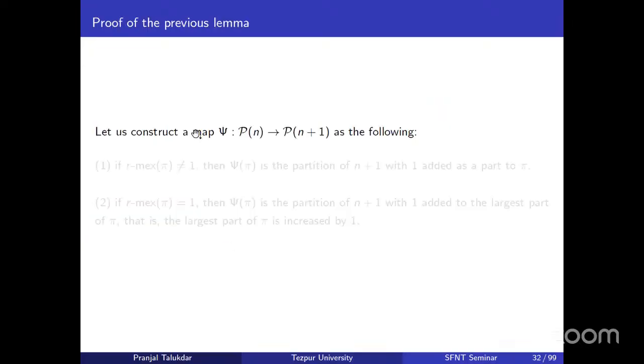Okay. So we construct a map from the set of partitions of n to the set of partitions of n plus 1. If pi is a partition of n and the least star gap of pi is not 1, that means the part 1 appears at least r times, and some other parts which are bigger than 1, this is the least star gap. So if the least star gap is not 1, then what do we do?